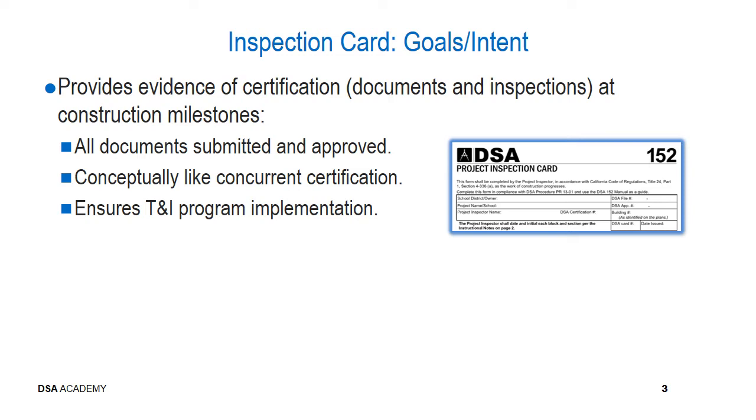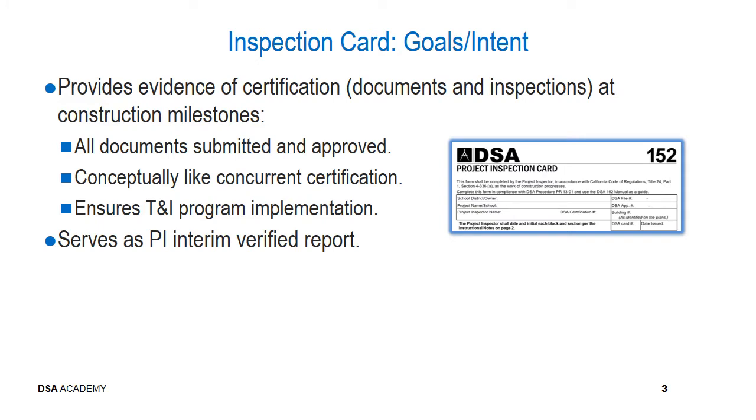With regards to the inspection card, it provides the evidence of certification, that is, the documents and inspections that are associated with certifying the construction is in compliance with the approved documents, and it does so at various construction milestones. This is one of the ways that DSA ensures that all of the documents that have been submitted have been approved and accepted. Conceptually, it's similar to concurrent certification as construction occurs, and it also ensures that the testing and inspection program is properly implemented throughout the construction progress.